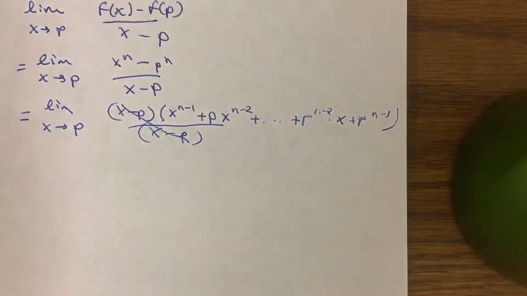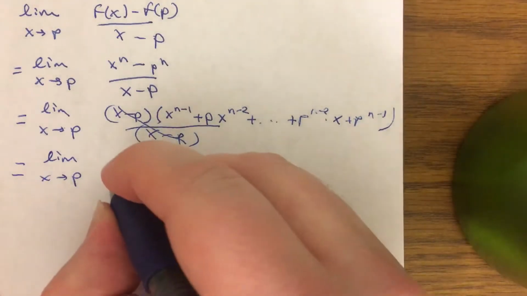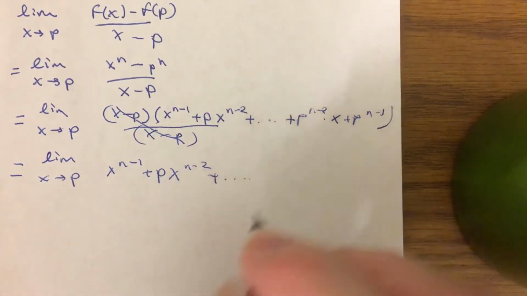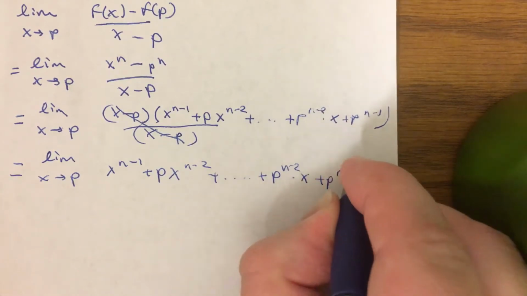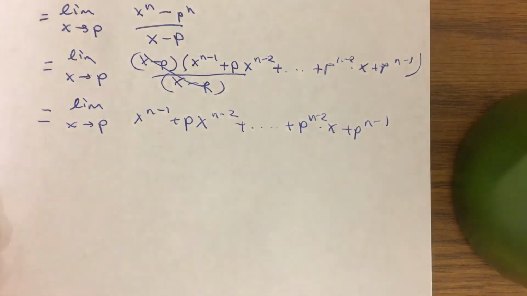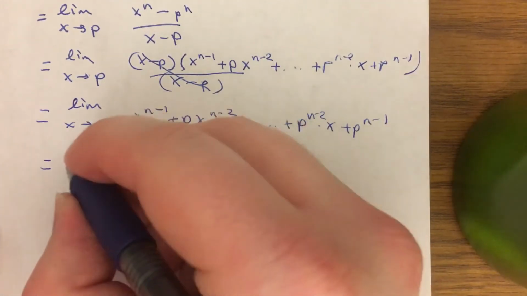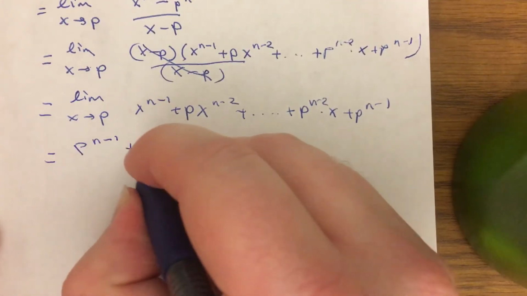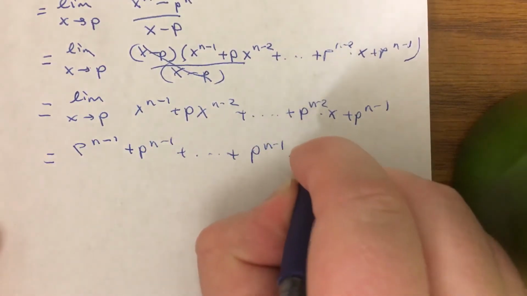Those cancel. Woohoo! Okay. That's equal to the limit as x approaches p of x to the n minus 1 plus p x to the n minus 2 plus dot dot dot p to the n minus 2 times x plus p to the n minus 1. We're almost there. Yay! So now we can actually directly substitute in the p because we don't have any problems. So this is equal to p to the n minus 1 plus p to the n minus 1 plus dot dot dot plus p to the n minus 1 plus p to the n minus 1.